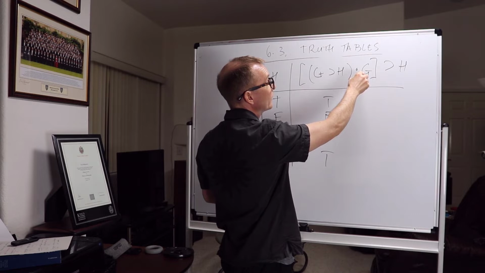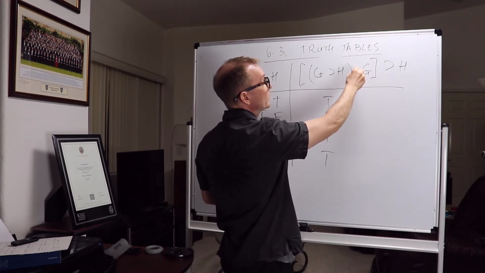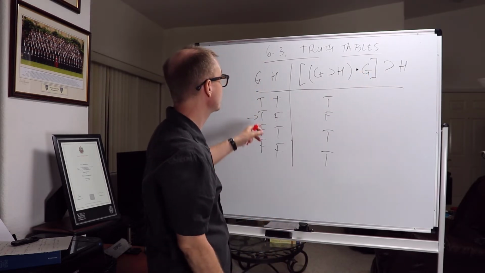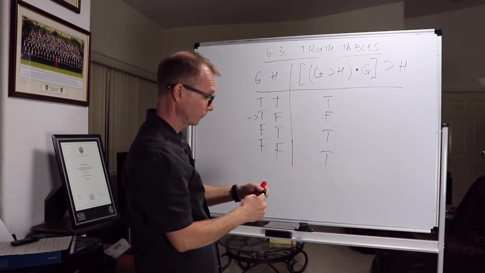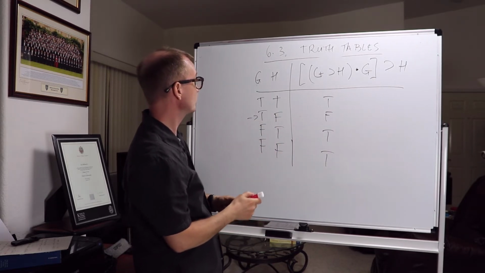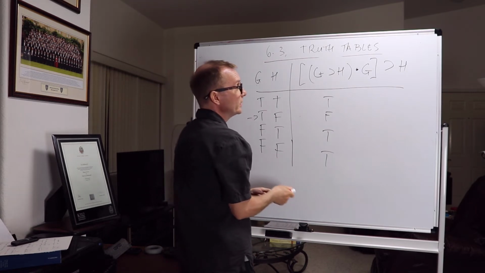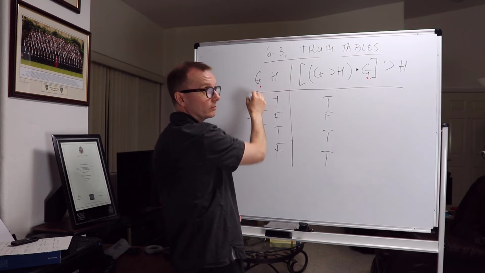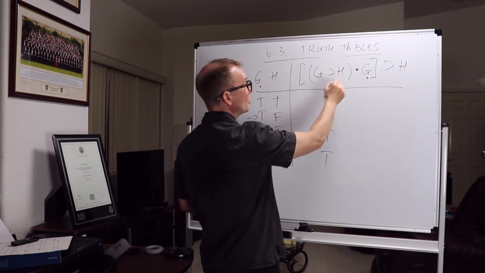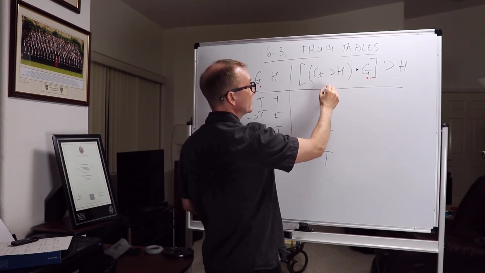So we still have to do this operation. This is conjunction with G. This is our G column. This is this column. Let me mark them for you so that you would see. So G is actually this column here. And that whole thing is this column here.